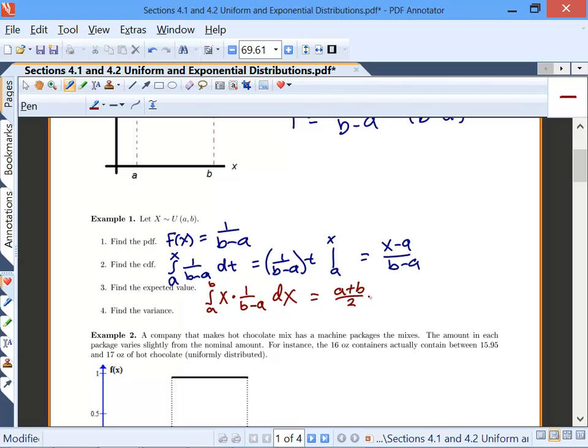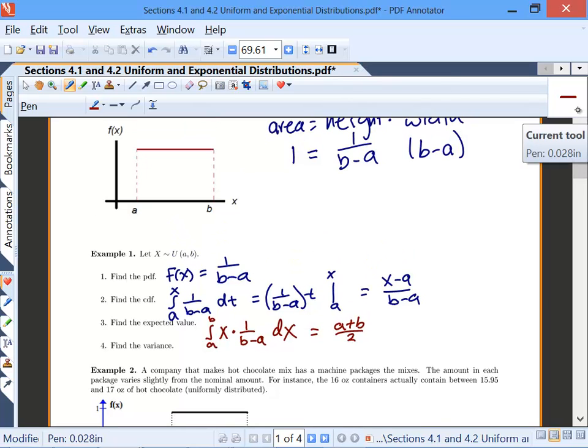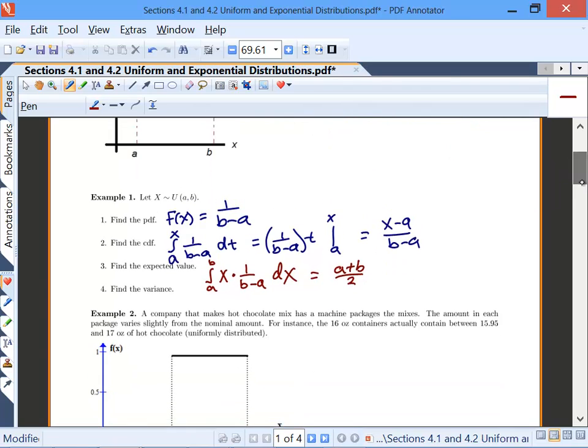Now, if I thought about that, I could have figured out the expected value without actually doing the integral, because you remember how I showed you that if you have a symmetric distribution, your mean is always going to be the symmetry point. So a line is definitely a symmetric distribution, and the symmetry point would be straight down the middle. So your expected value is just going to be straight down the middle, which is A plus B over 2.